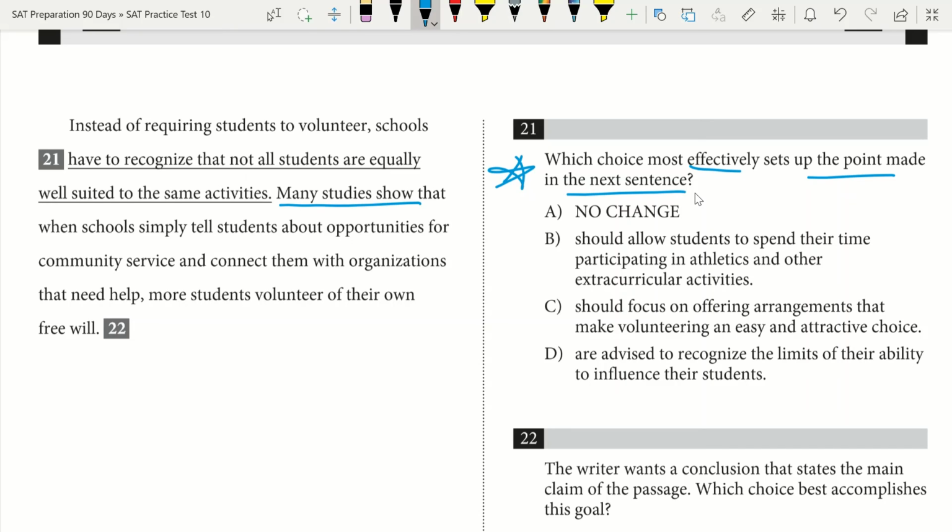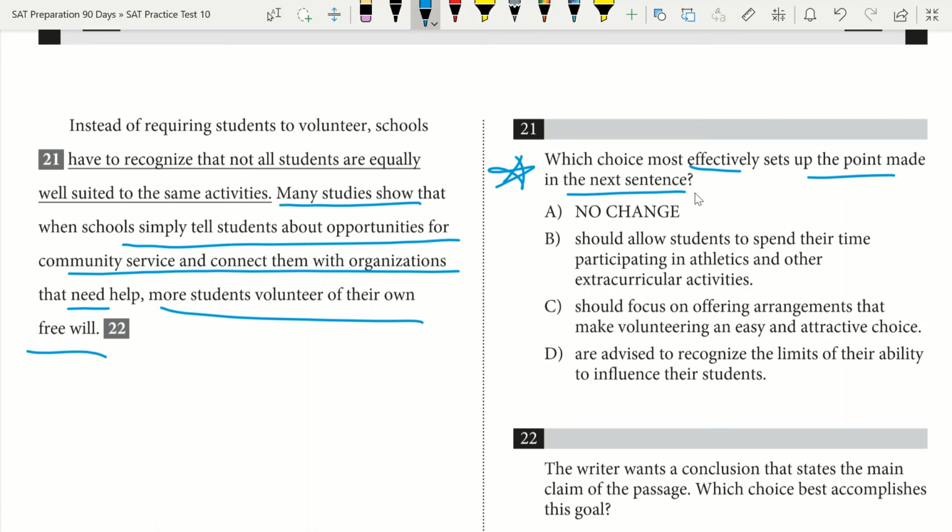We've got many students show that when schools simply tell students about opportunities for community service and connect them with organizations that need help, more students volunteer of their own free will. All right, so it's showing that schools should not be requiring their students to do volunteer work, but instead should just provide them with resources. So we have instead of requiring students to volunteer, schools should do what? Option A, have to recognize that all students are not equally well suited to the same activities. No. B, should allow students to spend their time participating in athletics and other activities. No. C, should focus on offering arrangements that make volunteering an easy and attractive choice. Yes, that's what that next sentence is describing, so answer choice C is correct. D, are advised to recognize the limits of their ability to influence their students. No.